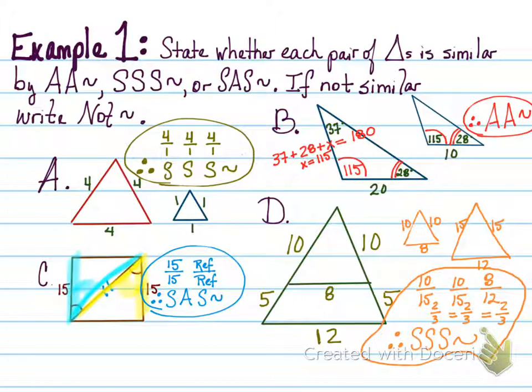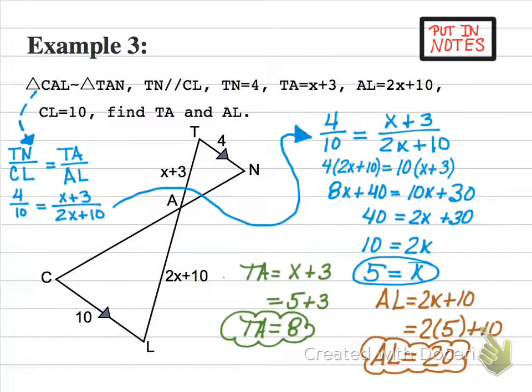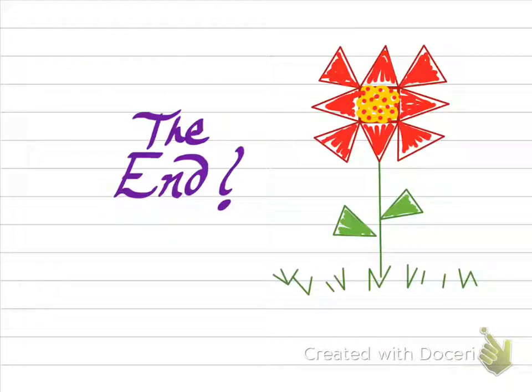Okay, any questions? Make sure you make some notes. All right, moving on. And I believe this is the last page. We're going to skip this example as well as example 4. We're going to talk about those tomorrow. And this is the end. Notice my pretty little flower there with all the triangles.